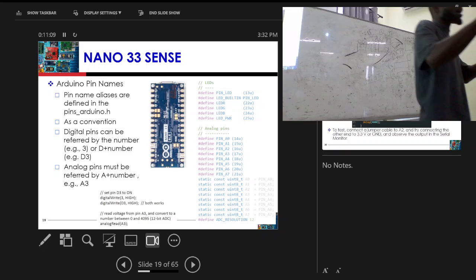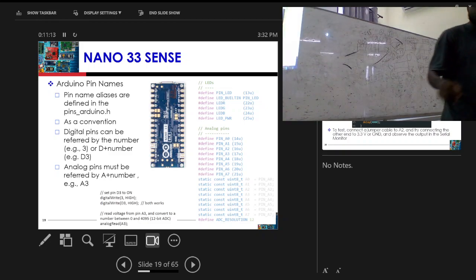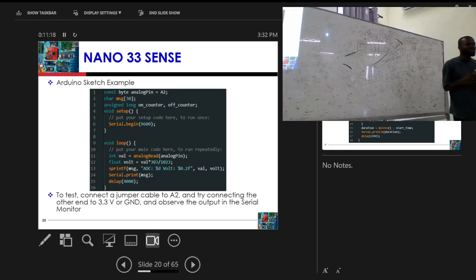Right, so now we are going to see how to read from the analog pins. Very, very important. This is the code to read from an analog pin. Who can tell me what the code is doing?